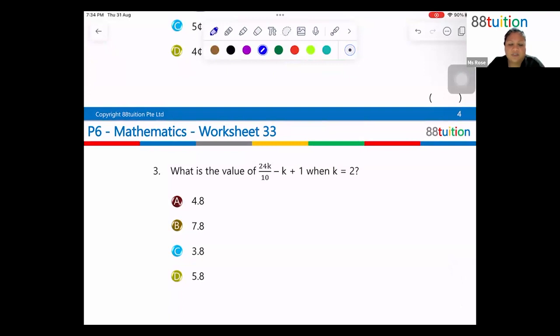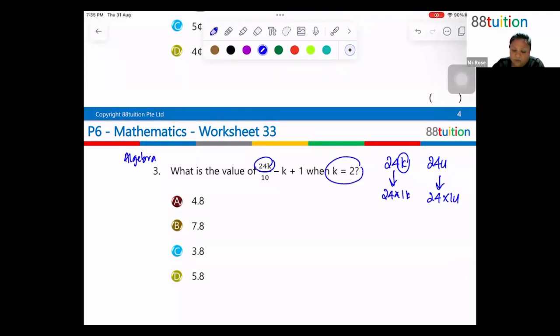Okay, now next question. What do we have? Next question is an algebra question. Okay, now as long as you see this 24K, this is just like if I replace K with a unit, so this is same as 24 units. So which means that it is 24 times 1 unit. So 24K would also mean 24 times 1K. So if K is equals to 2, you have 24 times 2 divided by 10 minus 2 plus 1.